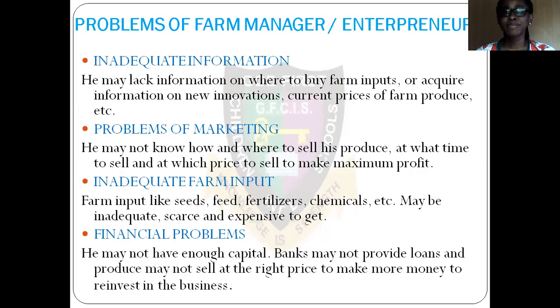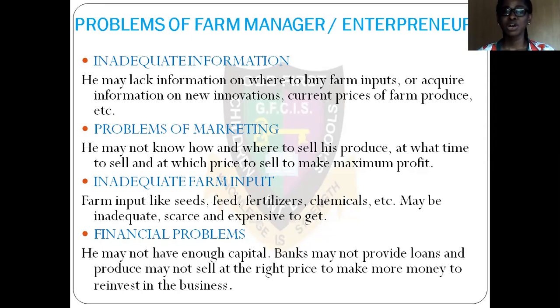Problems of a farm manager, or problems of an entrepreneur. What are the problems? If he has all these abilities, good functional qualities, he can do this, he can do that, then what are the disadvantages, the problems that a farm manager encounters?